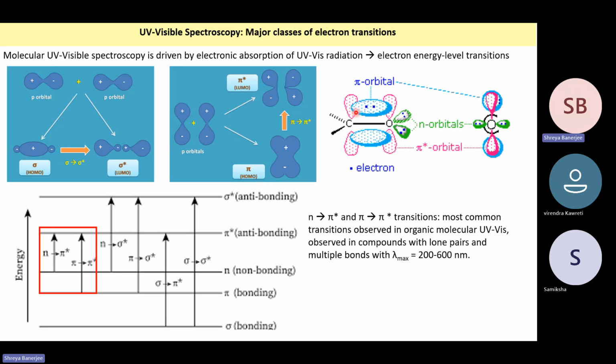One example is shown here. You have a carbonyl bond, C double bond O. The single bond is the sigma bond from which you are getting the sigma and sigma star orbitals. The pi bond, from that you are getting pi and pi star. And the lone pair on oxygen are the non-bonded electrons, that is the n. So the carbonyl group will have all these electronic levels, and the most common transitions which we will observe are these two, n to pi star and pi to pi star.